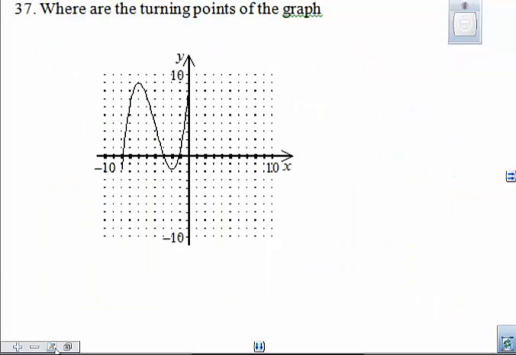37 is asking about turning points. That's exactly what it sounds like. Where does this graph change direction? Where does it turn? So right here it's increasing, and here it changes to decreasing, and here it changes to increasing. So they just want the xy value of those 2 points. This point is at -6, 9.